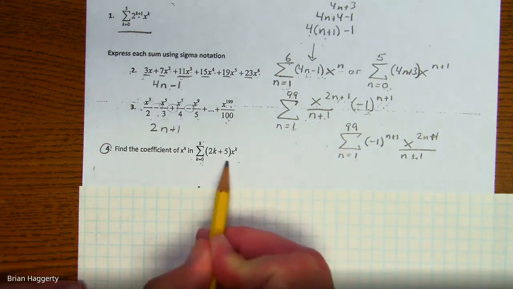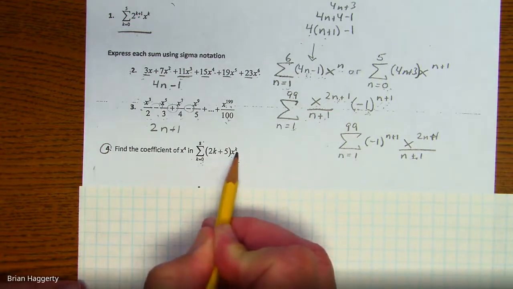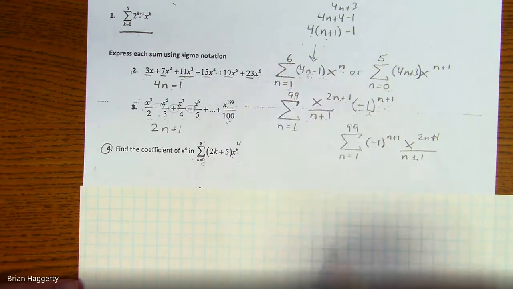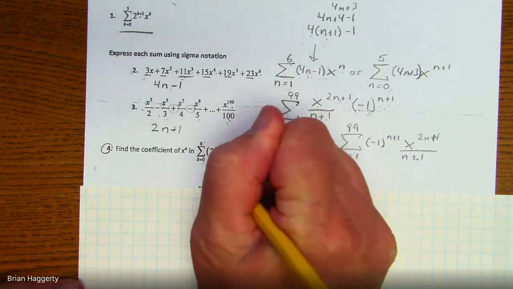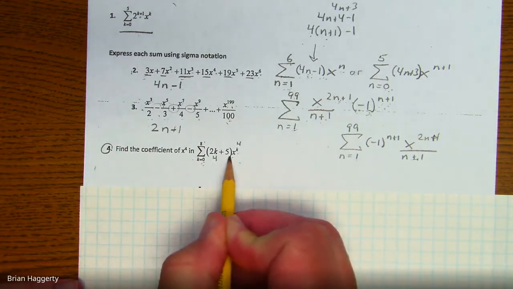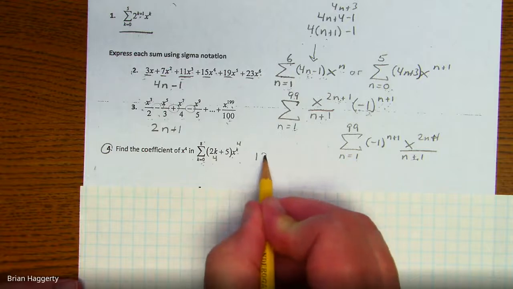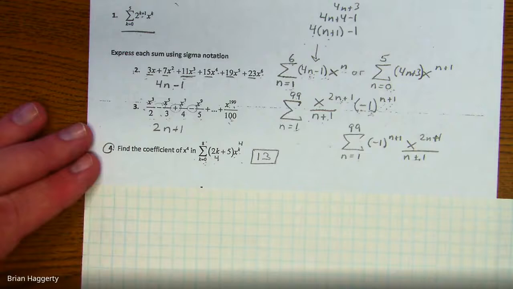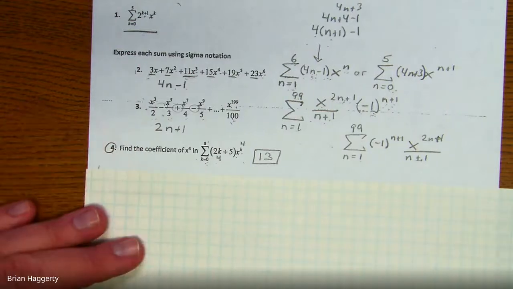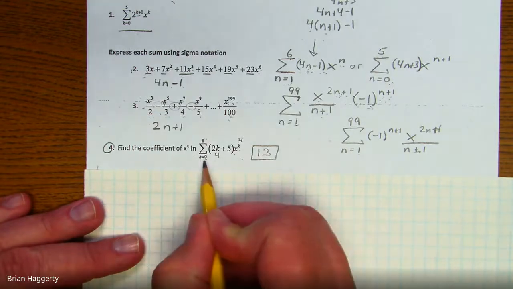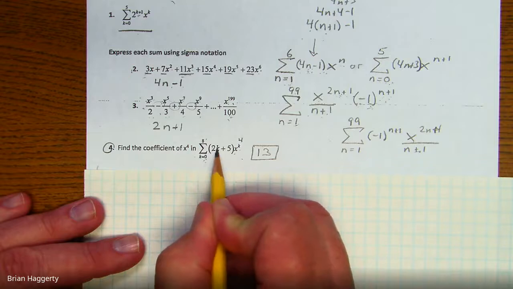The only way that we're going to get an x to the 4th is when we plug in a 4 for k. So if we have to plug in a 4 for k there, it means we have to plug in a 4 for k there. So 2 times 4 is 8. 8 plus 5 is 13. The coefficient in front of the x to the 4th must be a 13. Now, if you're not comfortable with that thinking, or you're not quite sure if that's right, you can always just start the pattern and verify that it's true. So if we plug in a 0, 2 times 0 is 0.